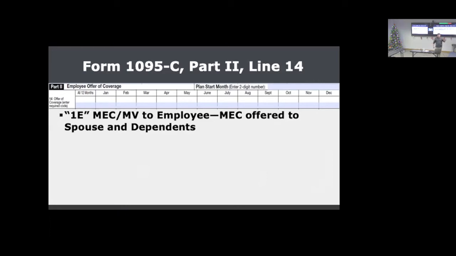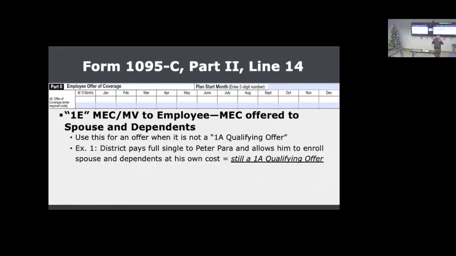But we made them pay an amount that was more than $102.63. So therefore, we have to tell the government that we can't use 1A. This is the code that most schools will use. If you're using anything other than 1A and 1E for somebody that you made an offer of insurance to, let's talk, or call your school attorney, because my bet is if you offered them at least some insurance, it should be either 1A or 1E.